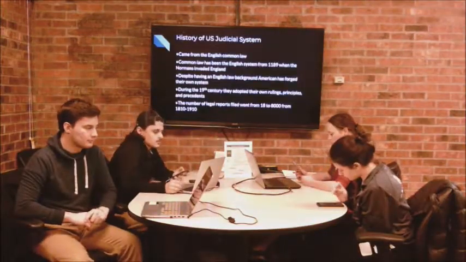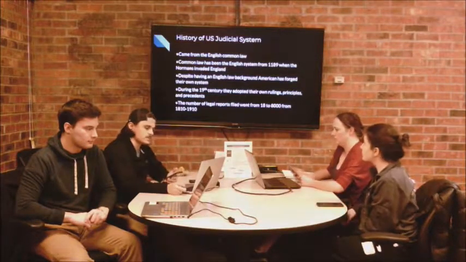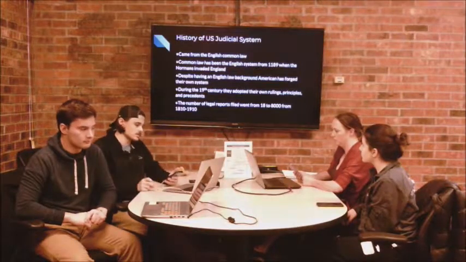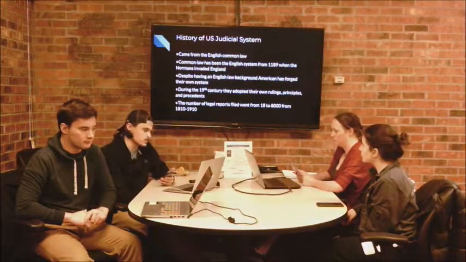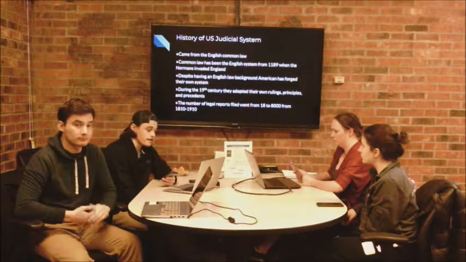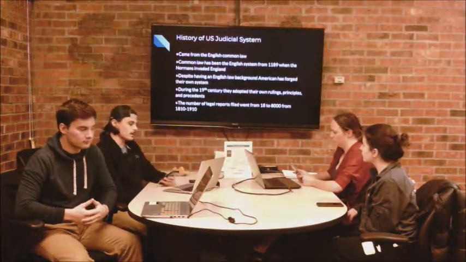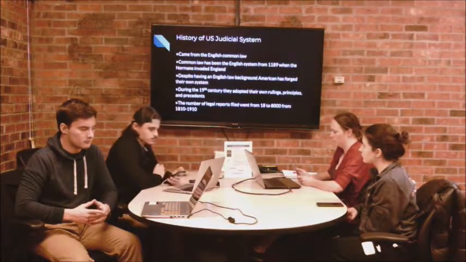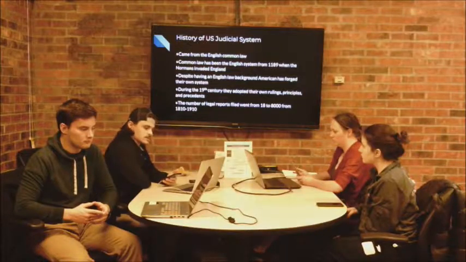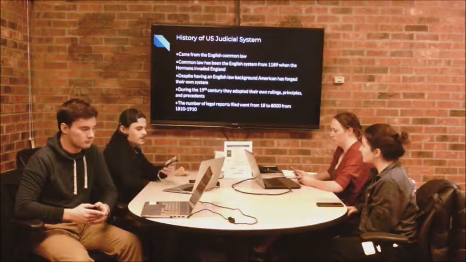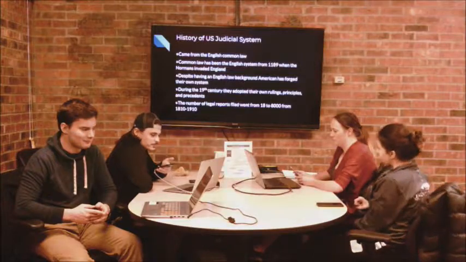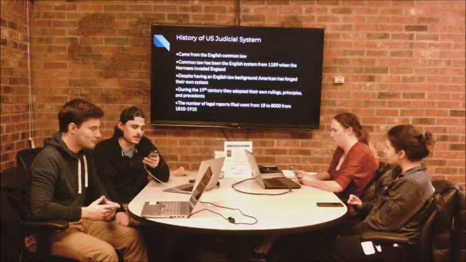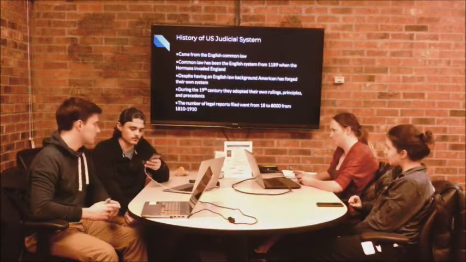The U.S. judicial system originally came from English common law. Common law has been the system in place in England since 1189, when the Normans first invaded England. Despite this background and all these influences, America has begun to forge its own system. During the 19th century, they adopted their own rulings, principles, and precedents. And during the same period, between 1810 and 1910, the number of legal reports filed went from 18 to 8,000.